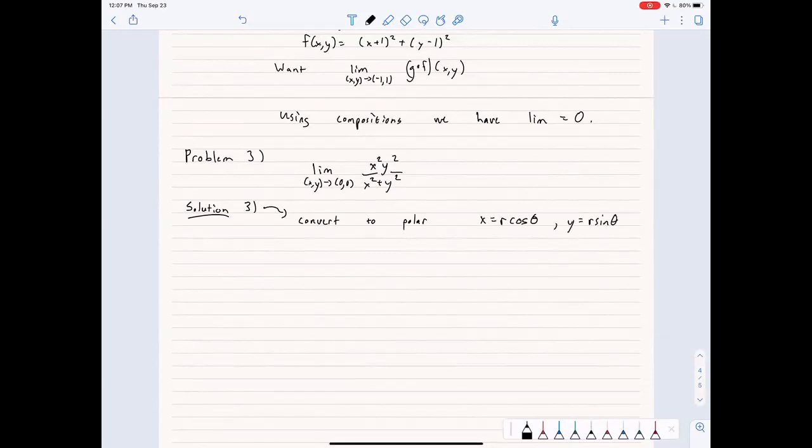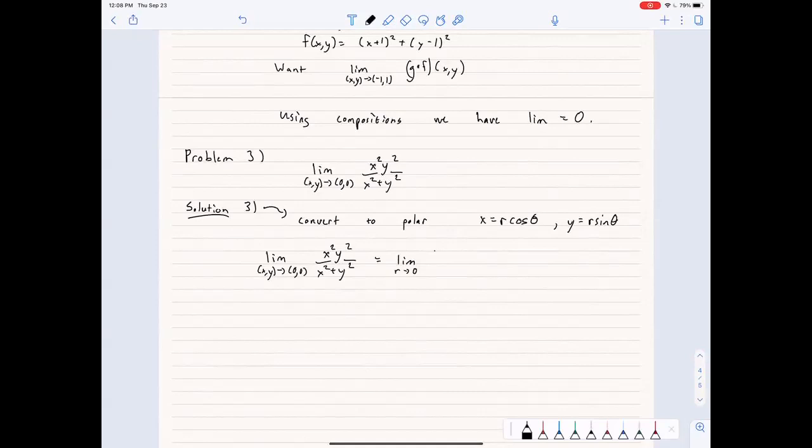When we do that, we'll get that this limit here is in fact equal. Well, as we approach the origin, we're letting r approach 0. And theta is actually sort of free to vary. Theta can do what it wants, but we need our limit to be independent of what theta does.